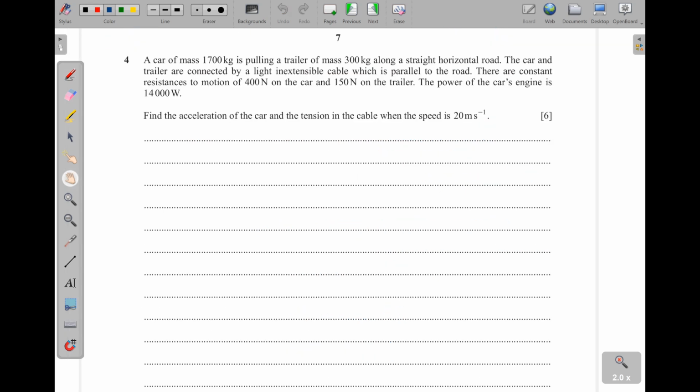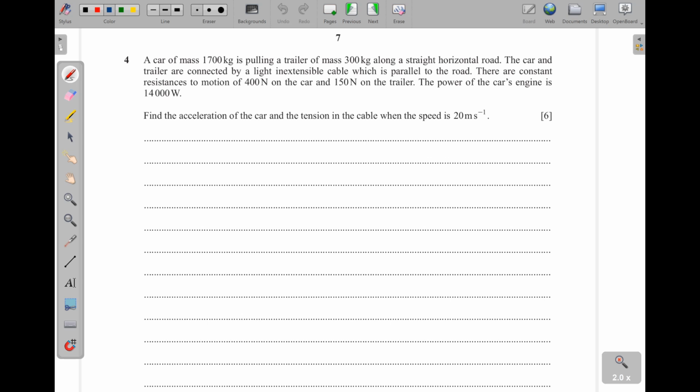Question 4. A car of mass 1,700 kilograms is pulling a trailer of mass 300 kilograms along a straight horizontal road. The car and the trailer are connected by a light inextensible cable which is parallel to the road. There are constant resistances to motion of 400 newtons on the car and 150 newtons on the trailer. The power of the car's engine is 14,000 watts. Find the acceleration of the car and the tension in the cable when the speed is 20 meters per second.